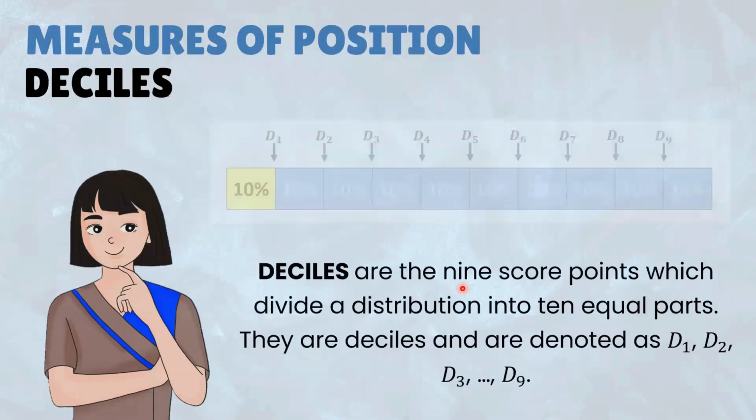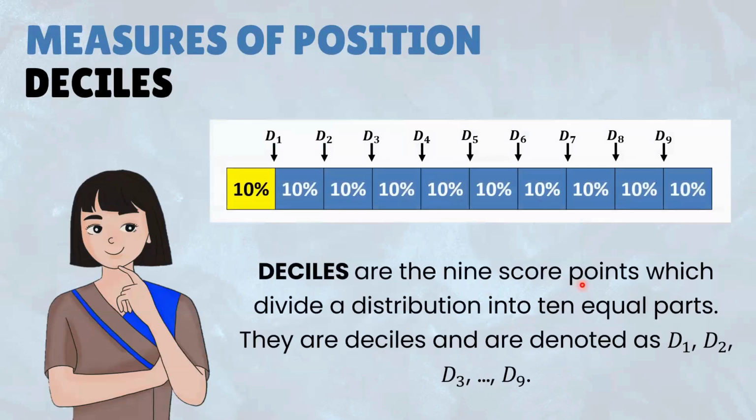So deciles are the 9 score points which divide the distribution into 10 equal parts. They are denoted as D sub 1, D sub 2, D sub 3 until D sub 9. As you can see, since deciles divide our distribution into 10 parts, each part or each division represents 10% of your data set. Okay, that's it.